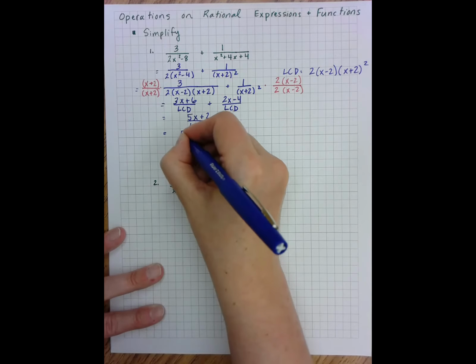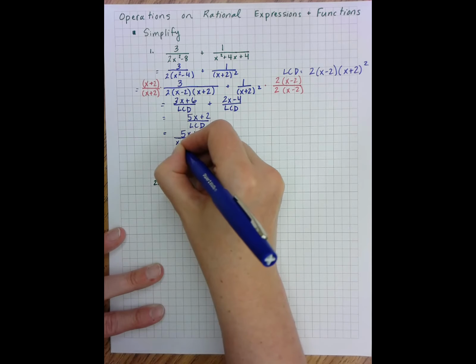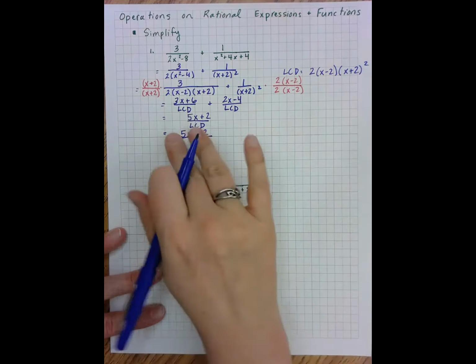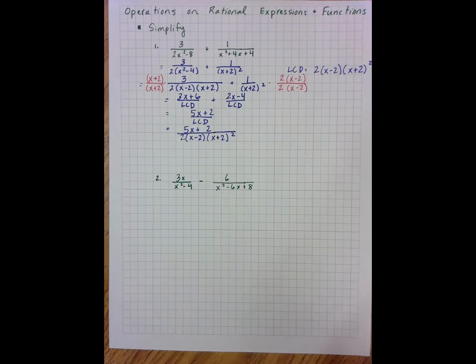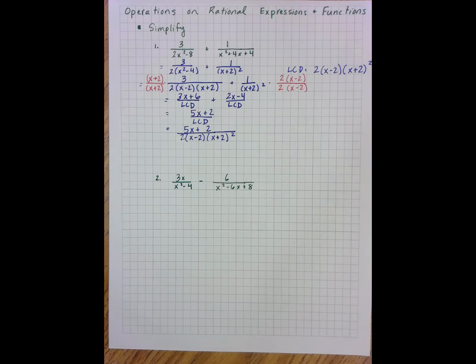And then my last step is to plug back in what that lowest common denominator is. And we leave it in factored form. So 2, x minus 2, x plus 2 squared. And one of the reasons we leave it in factored form is because we're always hopeful that the top of the fraction can be factored and then things can cancel. In this case, 5x plus 2 does not factor. So I'm done with that one.